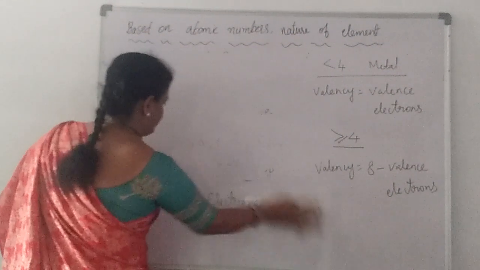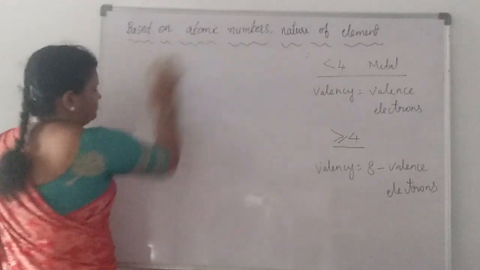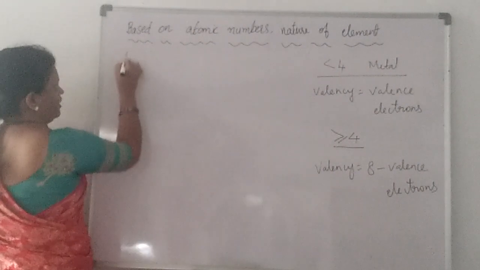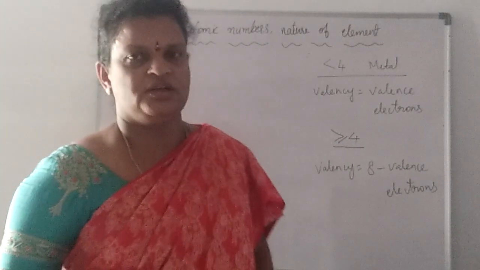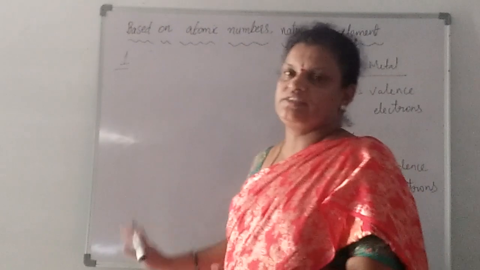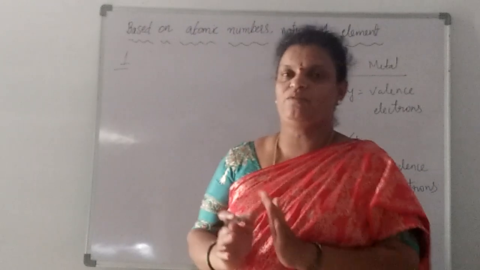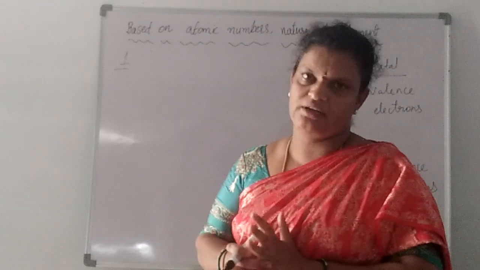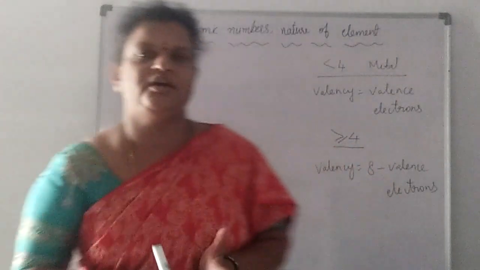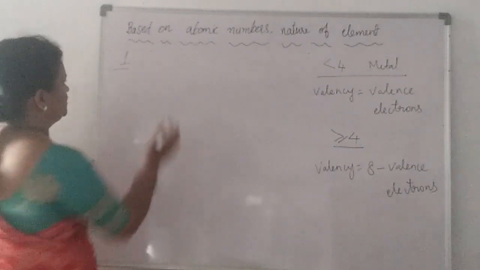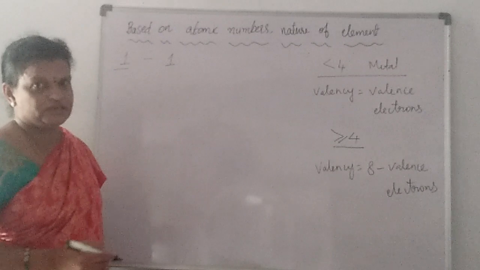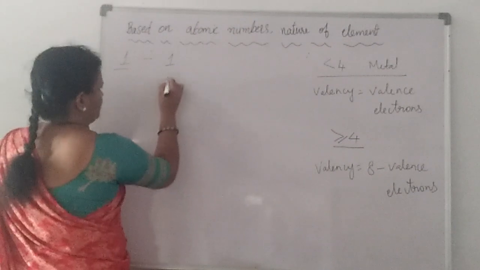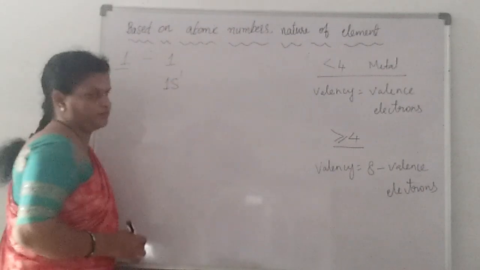Now, here we have some other element whose atomic number is 1. You know already what that element is? Hydrogen. But here we are not discussing the names. We'll just see what the nature of that particular element is. Atomic number is 1, so the configuration in the shell method is only 1. If you want to write it in the nlx method, you will write 1s1.